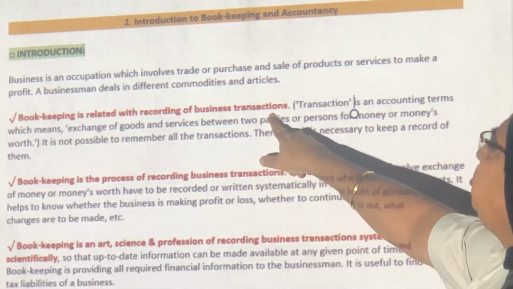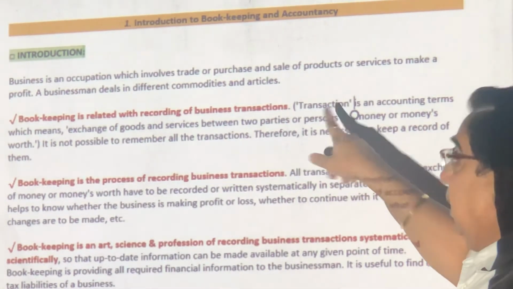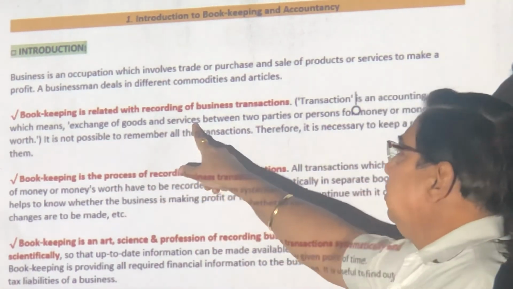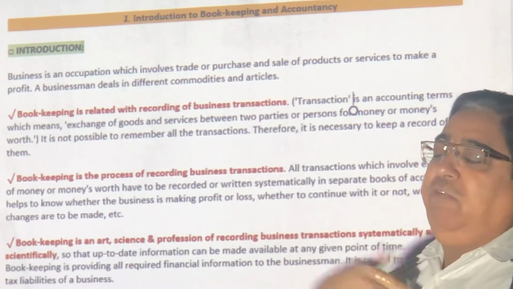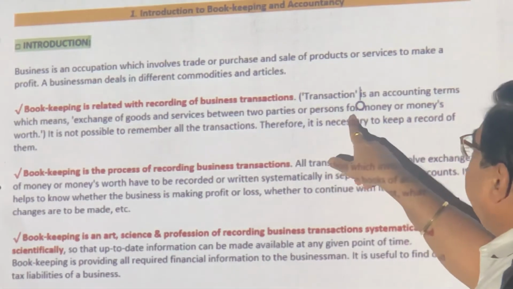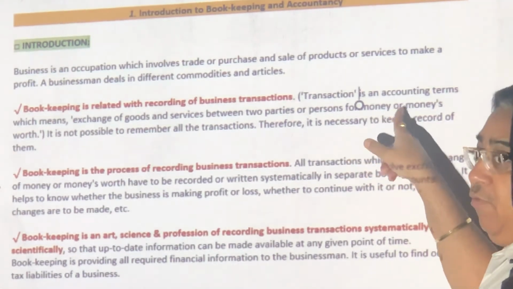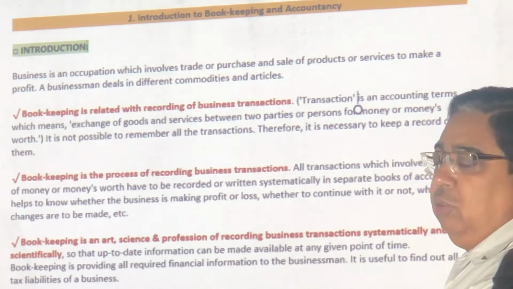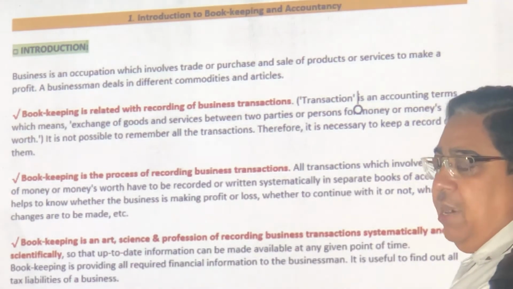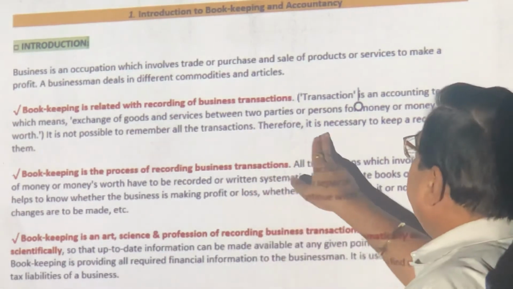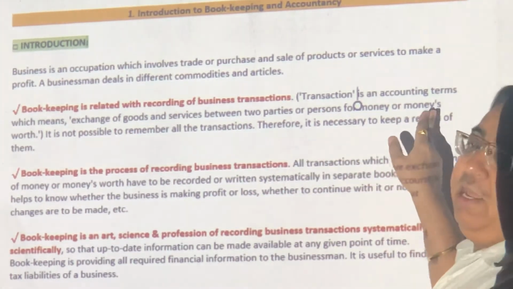What is a transaction? Transaction in our bookkeeping terms means exchange of goods and services between two parties. You cannot give to yourself, you cannot buy from yourself. It is for money, and if not money, then money's worth. Okay, I will give you this, you give me a house, or you give me a second-hand car. So I can take it in the value of money also. Therefore, you must write everything.